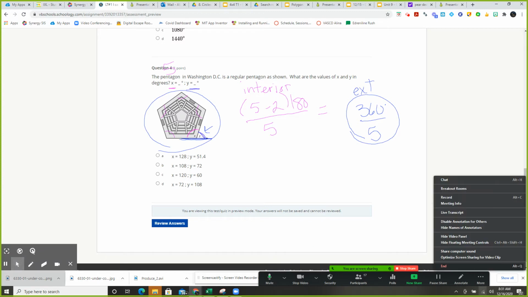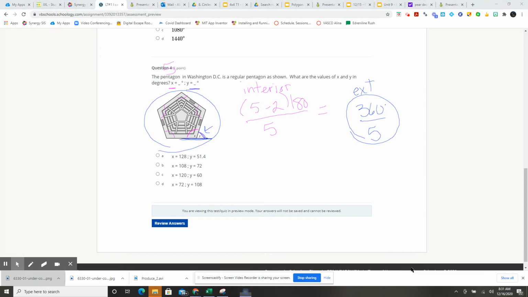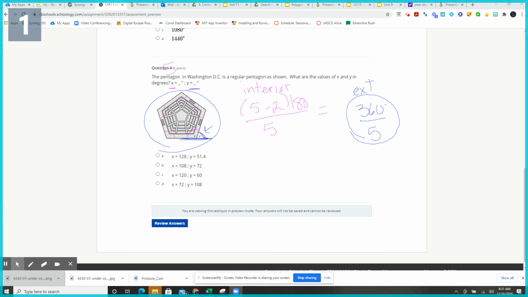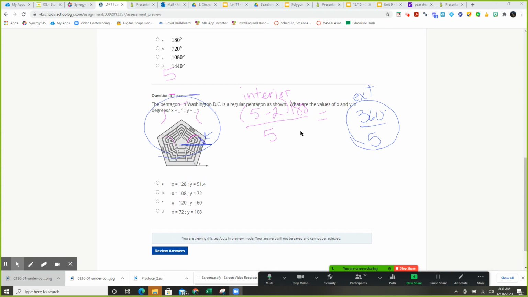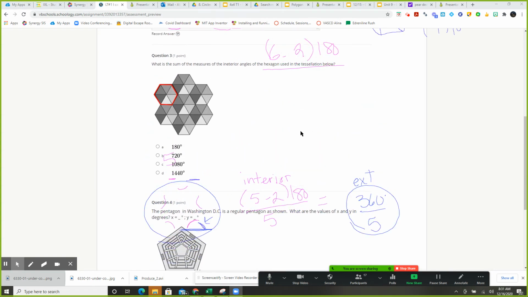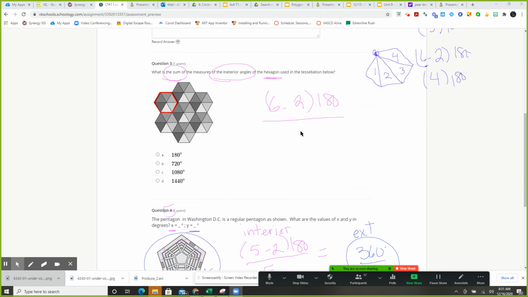Questions on that learning target? Hopefully that one's pretty straightforward. What am I scrolling up to? Number 3. So it's just n minus 2 times 180, even though I just realized I can't spell interior correctly. There's an extra E in it. I even proofread these the other day.